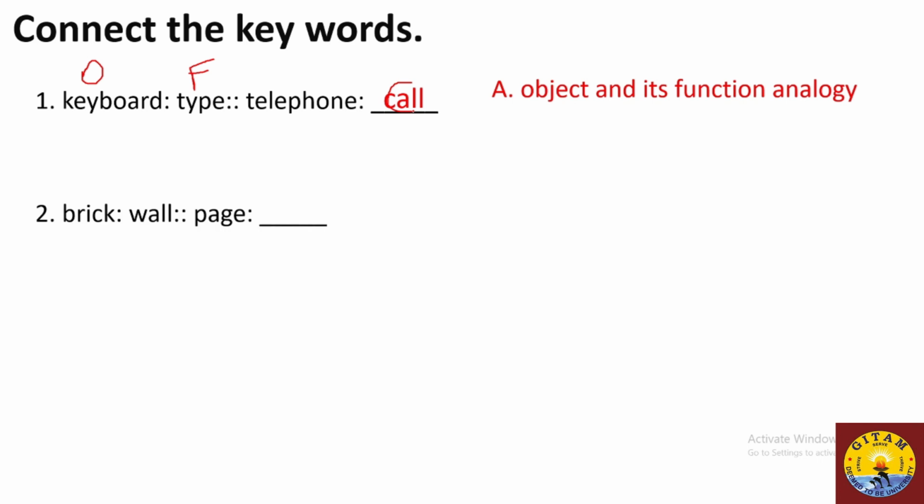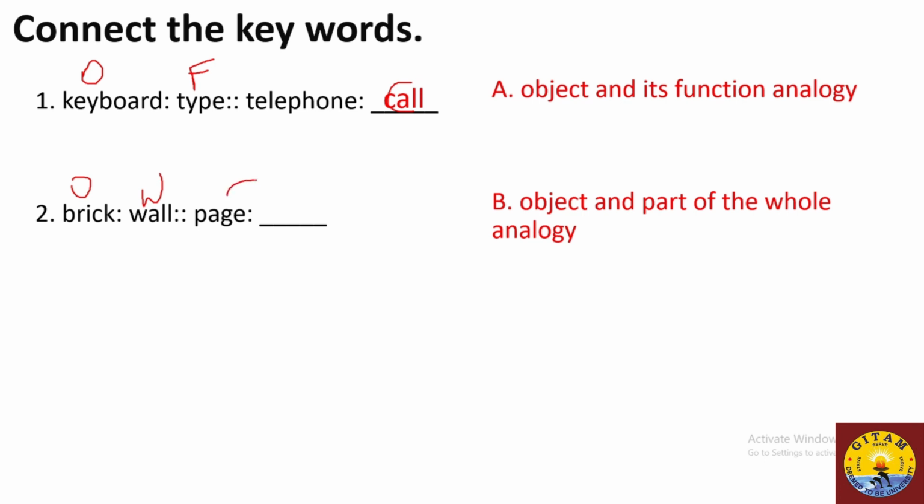Look at the next one. Brick, wall, page. When I show you the category, your job becomes easier. Look at this. Object and part of the whole analogy. This is the whole, okay? This is the object. A brick is a part of a wall. In the same way, a page is a part of a book. See, when you know the category, your job becomes easier.